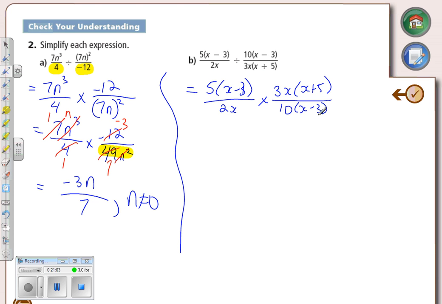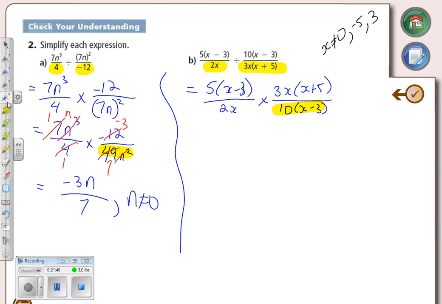And now let's look at it. It might be a good idea to do your NPVs right off the bat here, before you start crossing off and you start losing them. Your NPVs: here's a denominator, there's a denominator, there's a denominator. The 3 denominators you have to look at. So let's do our NPVs right off the bat and just say x cannot equal 0 from the first one, x cannot equal 0 from this part, x cannot equal negative 5 from this part, and x cannot equal positive 3 from that part.